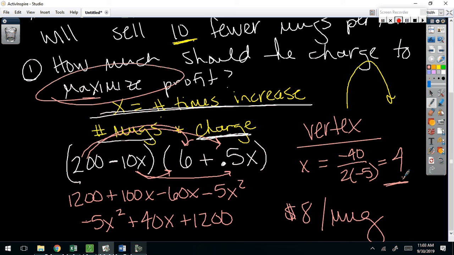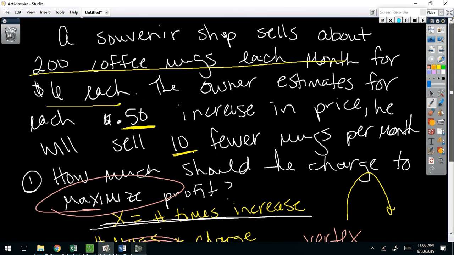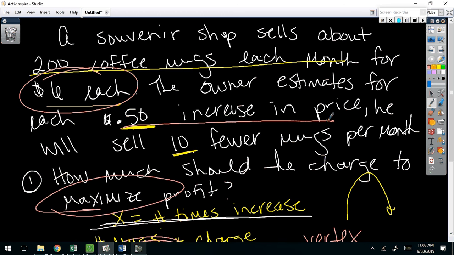All right, so look, several of you are asking about the price. If I started at $6, each time I increase, it's increasing by 50 cents. So if I increase 4 times, that's $2, right? $2 increased from where I started with. So it gives me an $8 mug. If I start at 6 and I do 4 50-cent increases, I'm at $8 per mug.